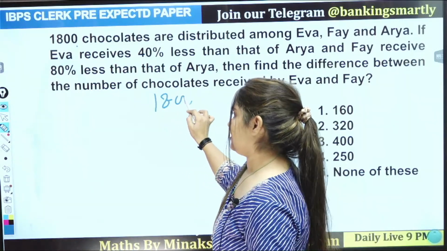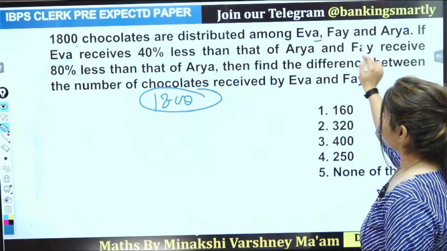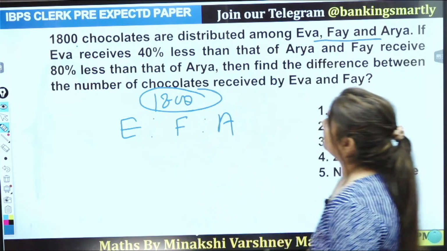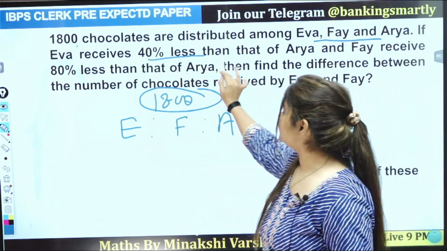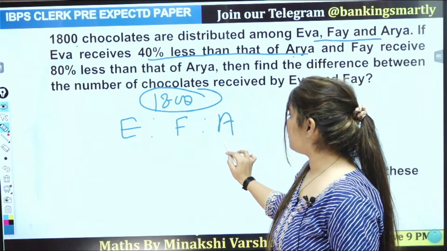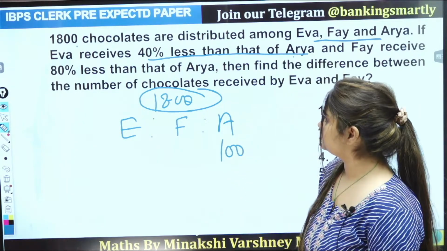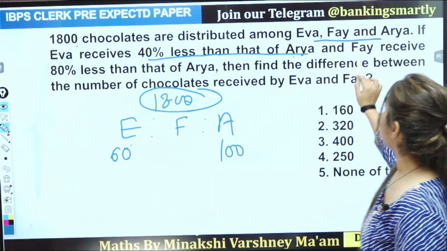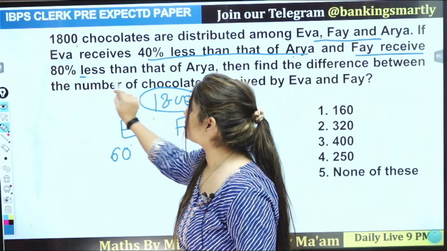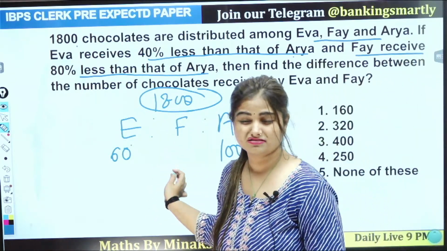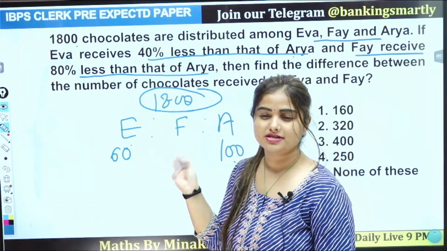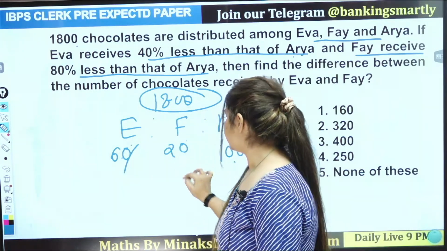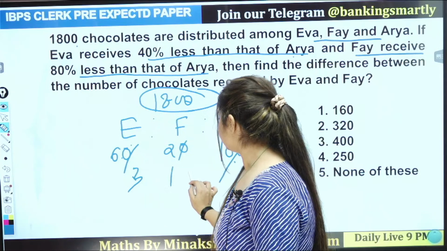1800 chocolates are distributed among Ava, Faye and Arya. Now, if Eva receives 40% less chocolate than Arya, suppose Arya has 100 chocolates, 40% less means 100 minus 40, so Eva has 60 chocolates. And Faye received 80% less chocolates than Arya. Arya has 100 chocolates, 80 less means 100 minus 80, what? 20 chocolates. So the ratio will be 2 3s are 6, 2 1s are 2, and 2 5s are 10.